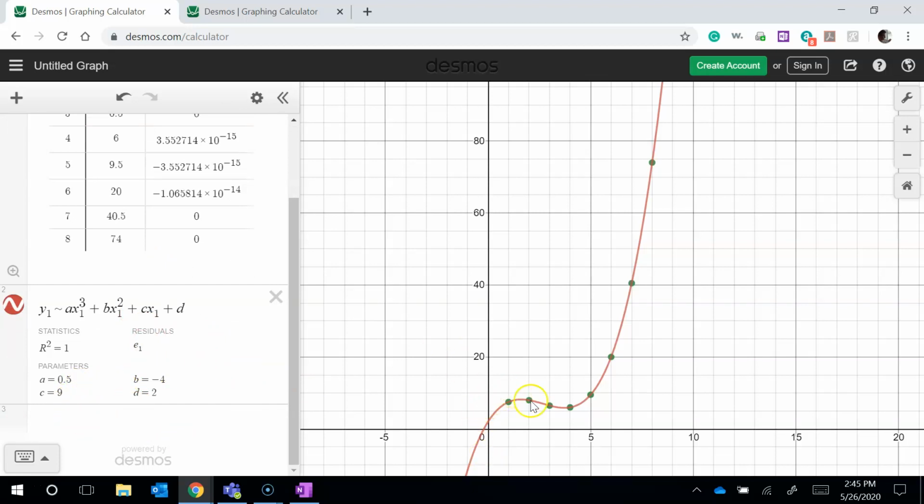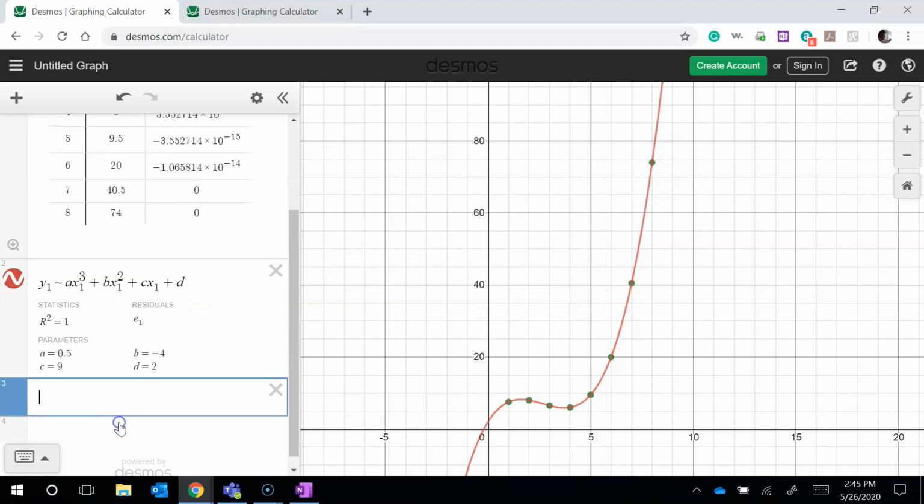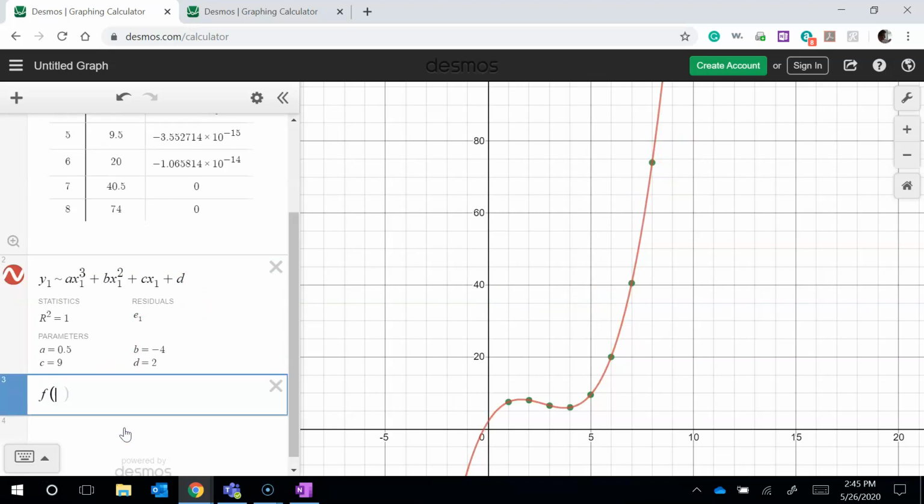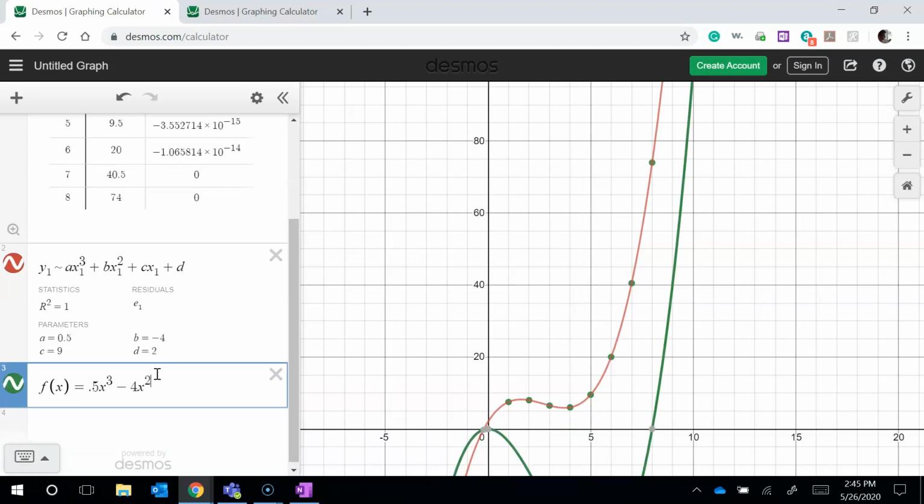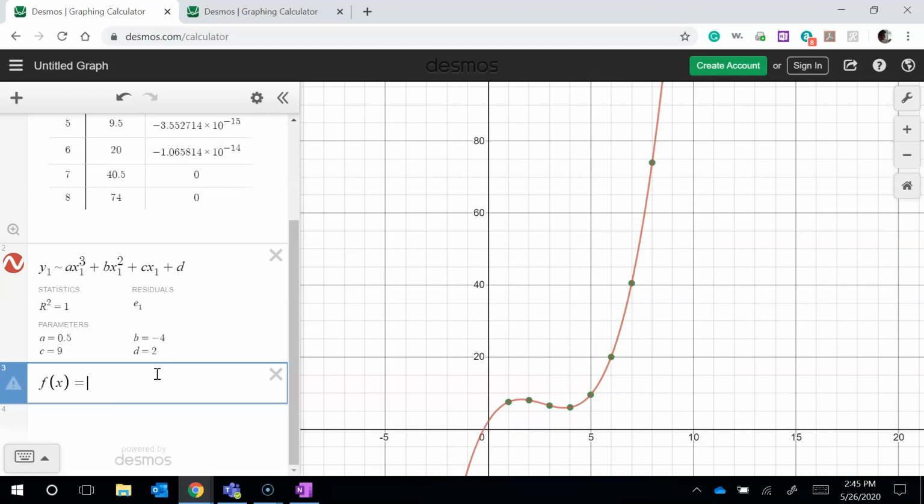If I want to actually do some stuff with this function now, if I wanted to find, what would f of 9 be, I can't do it on here very well. I can't type in y1 of 9 or anything like that, but I can type in a new function using those parameters, the 1/2, -4, 9, and 2. You can use the numbers. I can type in y equals 0.5 x cubed minus 4x squared plus 9x plus 2, and it will go right on top. You actually can just use the letters themselves. Also, I can just write in f of x equals ax cubed plus bx squared plus cx plus d.